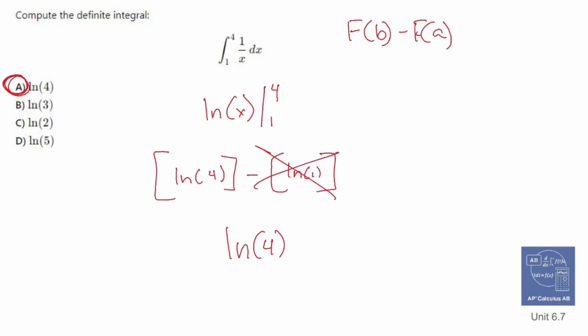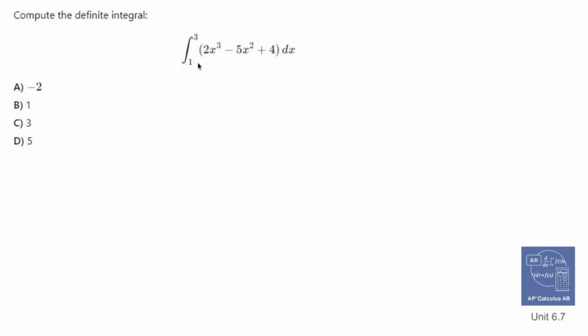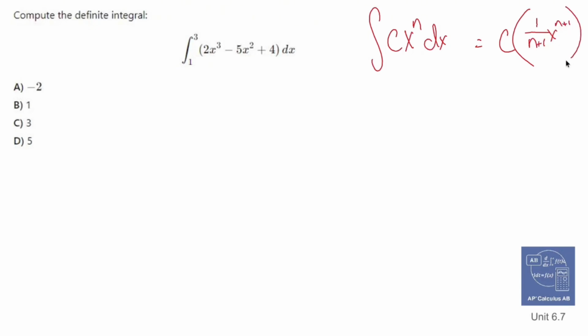Fun stuff. Compute the definite integral between 1 and 3 of 2x cubed minus 5x squared plus 4. Whenever you're taking the power rule and the integral, the rule looks like this. If you're given, let's throw a letter in there, c x to the nth dx, you're going to keep that c just kind of lingering there. And then you're going to have 1 over n plus 1 x to the n plus 1, and then plus some arbitrary constant that we're not going to worry about right now.